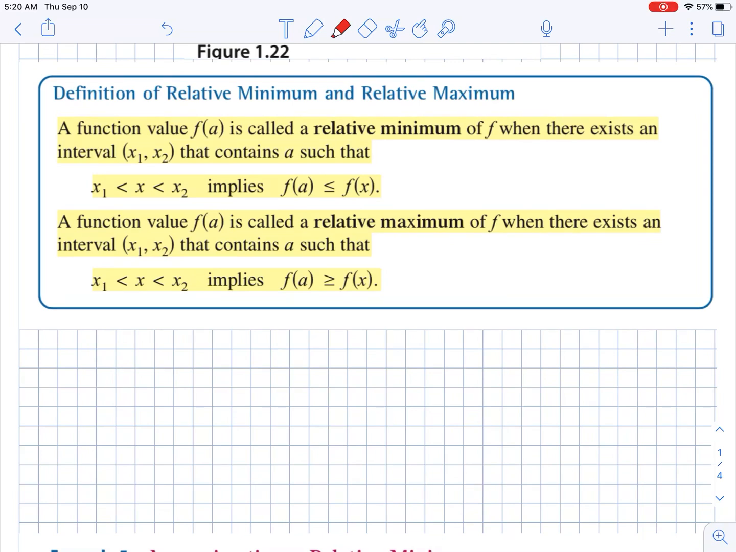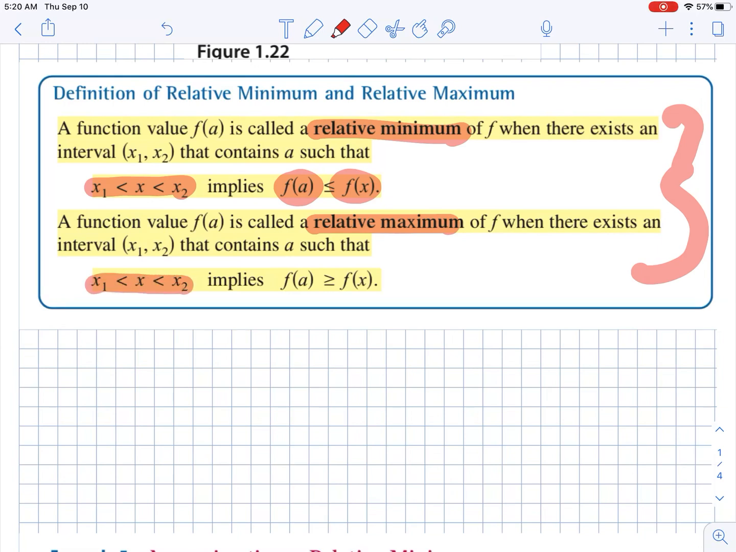Here's your official definition, which basically says that as x is increasing, the value of the first x is less than the value of the last x. So that's a relative minimum, okay? That there's this peak, or I should say a valley, of where the values are. And if it's a relative maximum, then when x is increasing, it implies that the second value is bigger than the first.